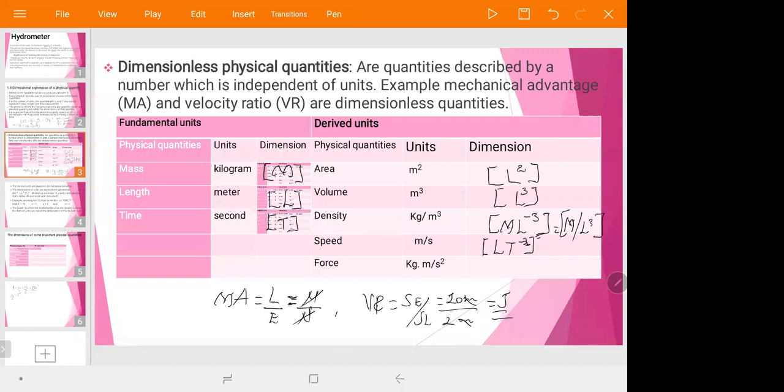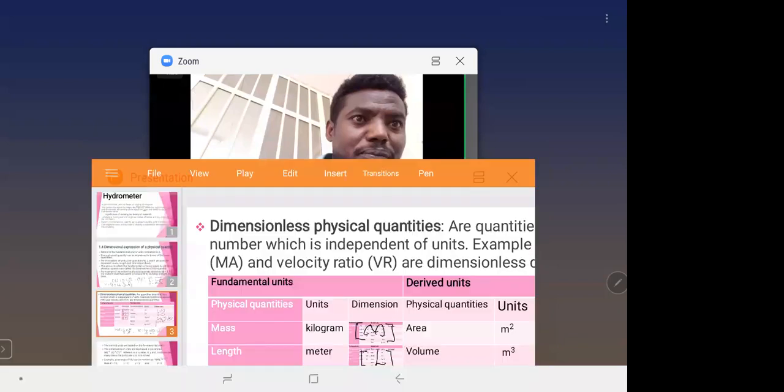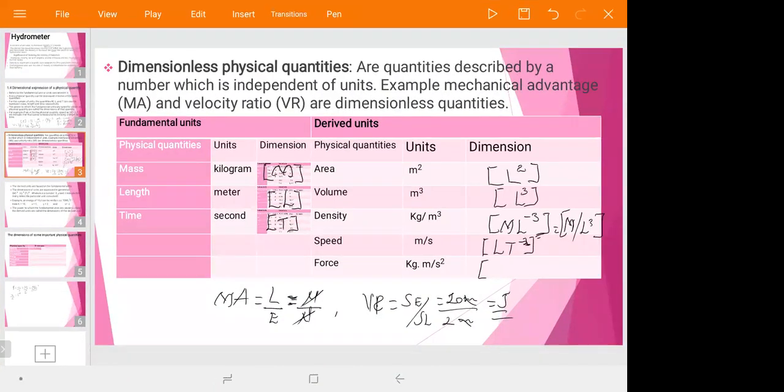What about force? Who can tell me the dimension of force? Who can tell me? Throw one of you. The dimension of force. Minus 2. Yes. M L T minus 2. M comes from kilogram. L comes from what? From length. T square, or T minus 2, comes from time. Okay. So M L T minus 2.